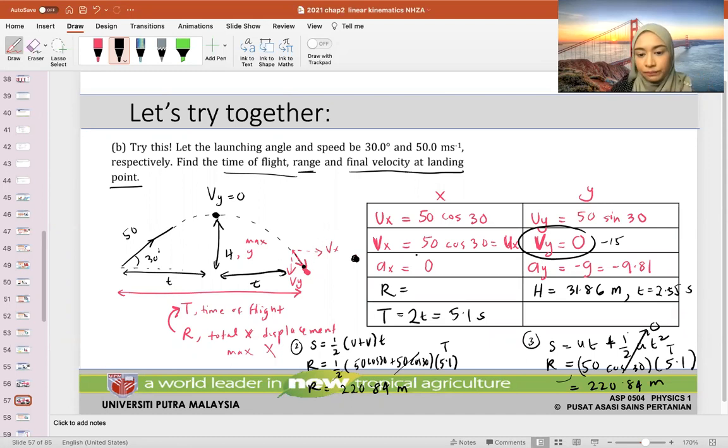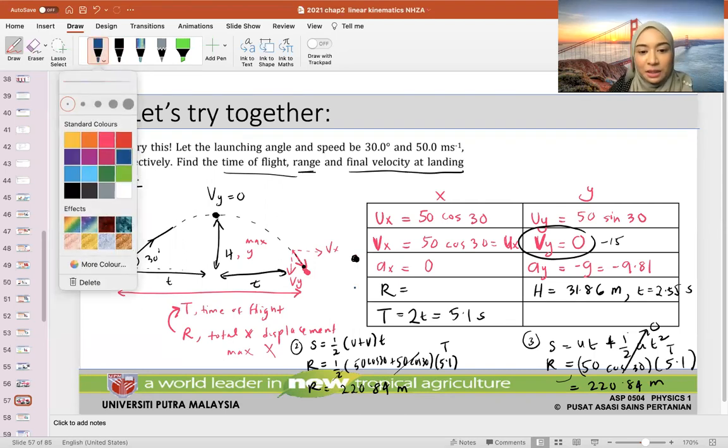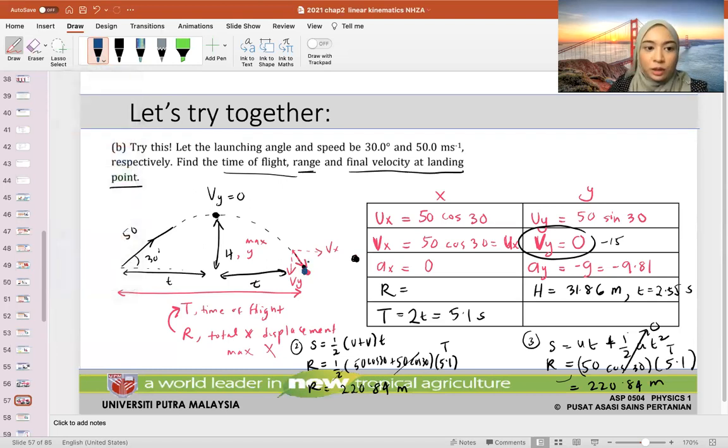Anyone wants to try? Boleh tak? Nak teka-teka ke? Sum of VX dengan VY. Okay, betul. It's the sum of Vx and Vy, betul. But how do you find Vy at this point? We need to use an equation. What equation is that? Faham tak soalan saya? You guys understand my question? I'm asking you, how do I find the velocity in the Y direction at this point? What equation should I use?